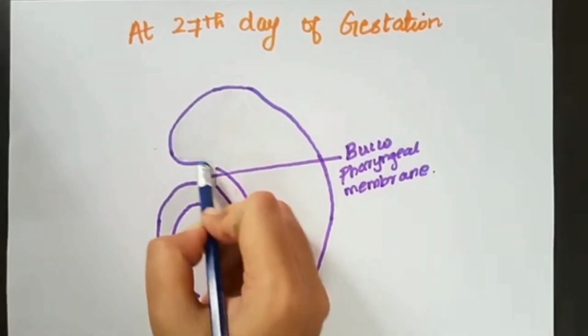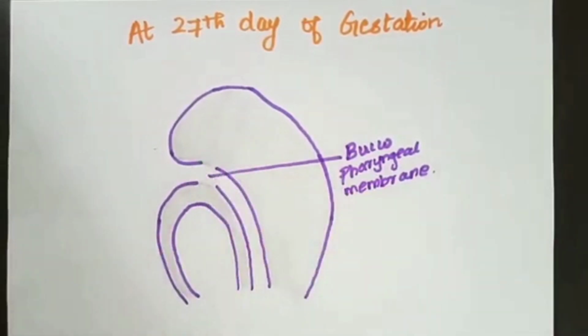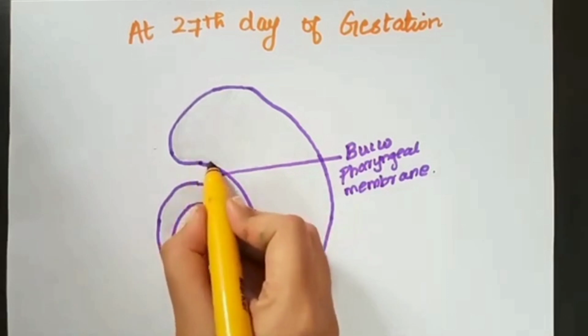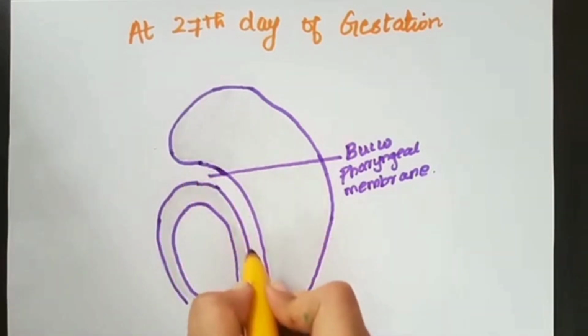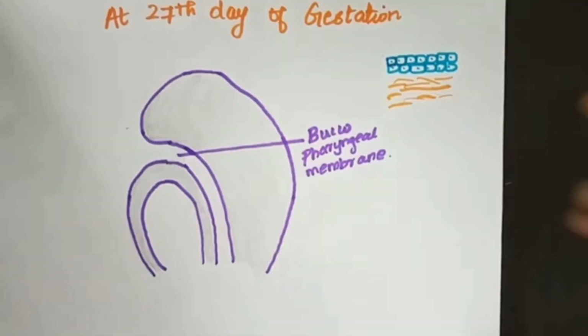At the 27th day of gestation, the buccopharyngeal membrane ruptures and the primitive oral cavity comes in contact with the foregut. We all know our oral cavity is continuous with the pharynx, and for this development to take place, this process is very important.